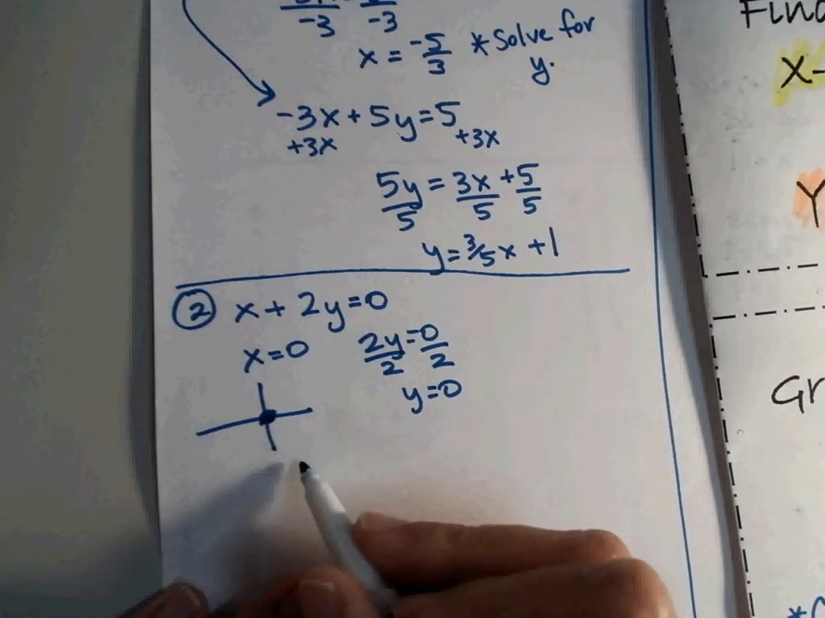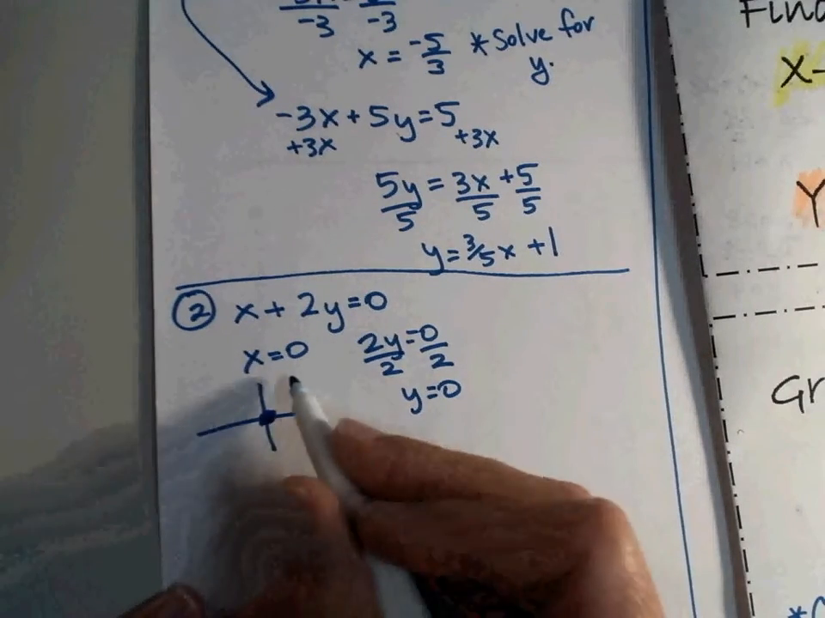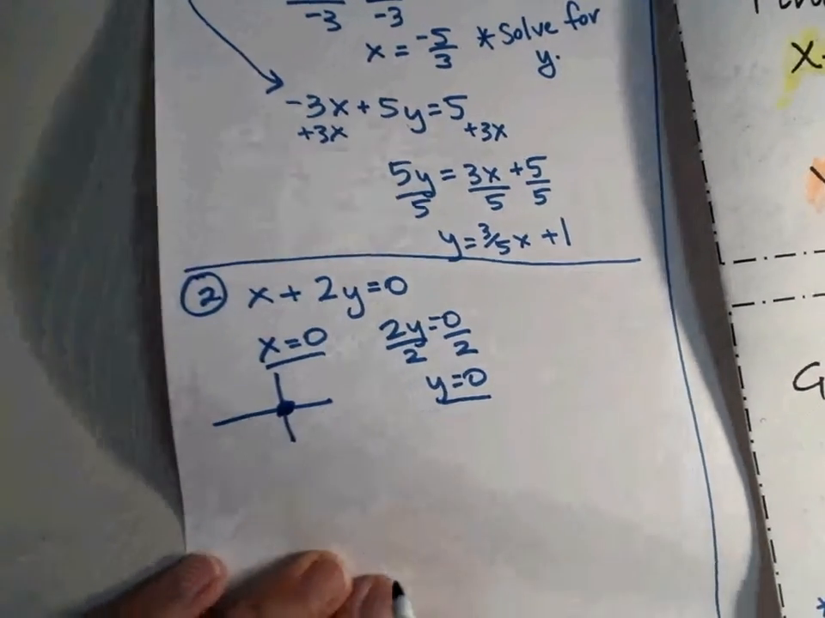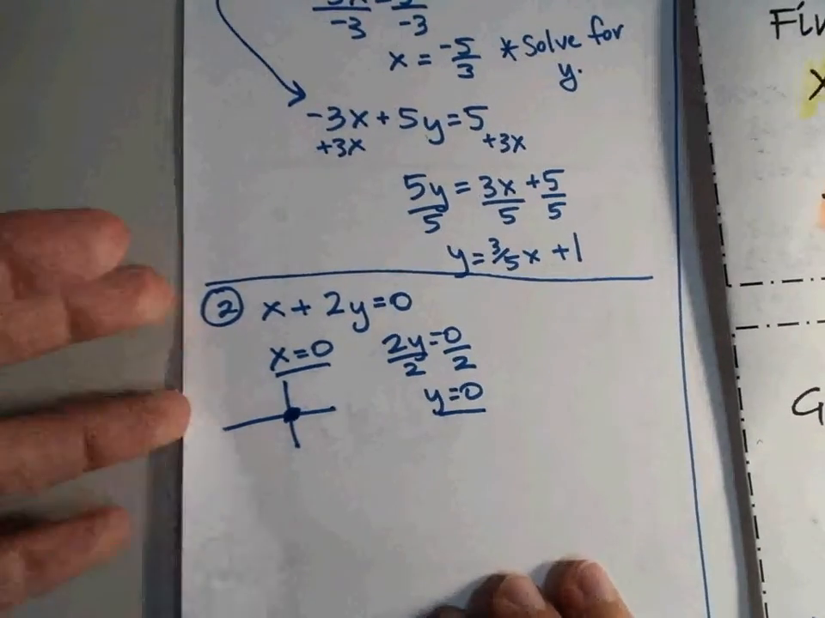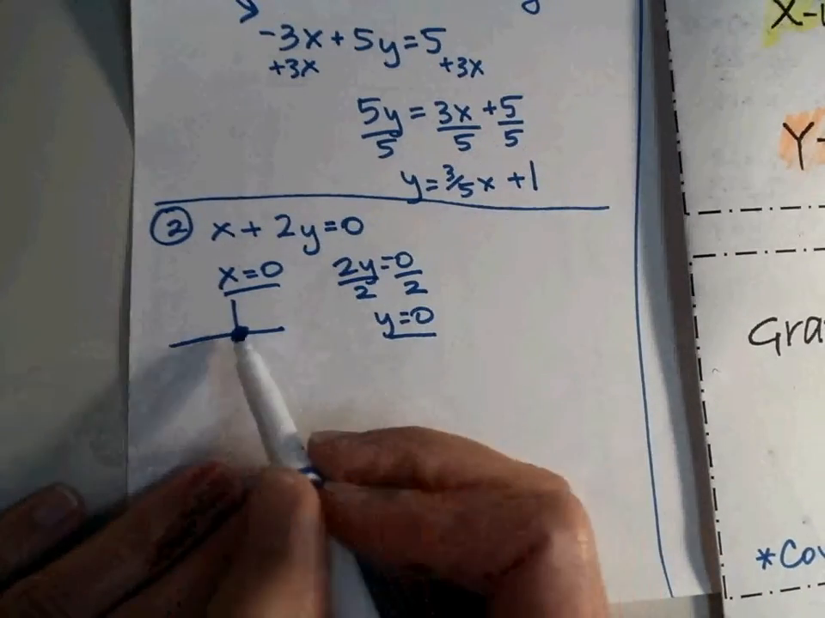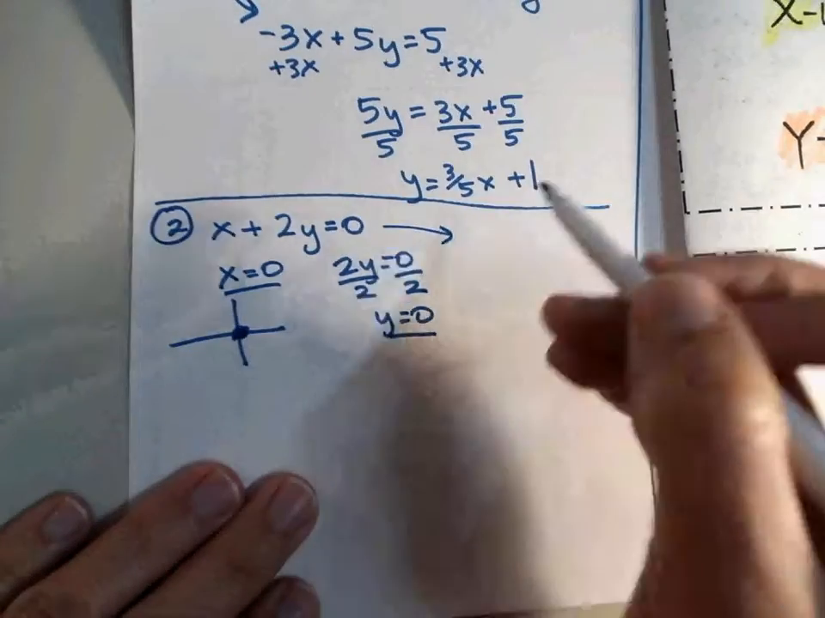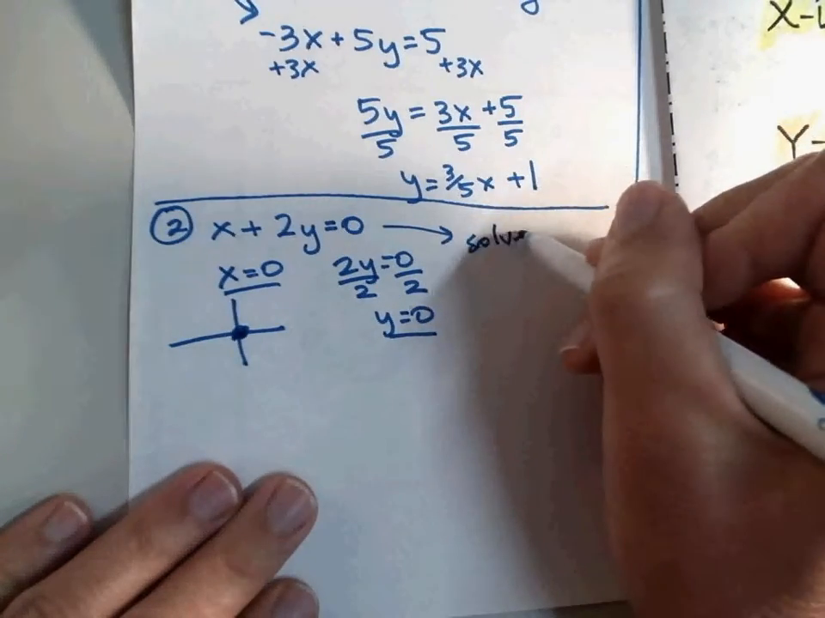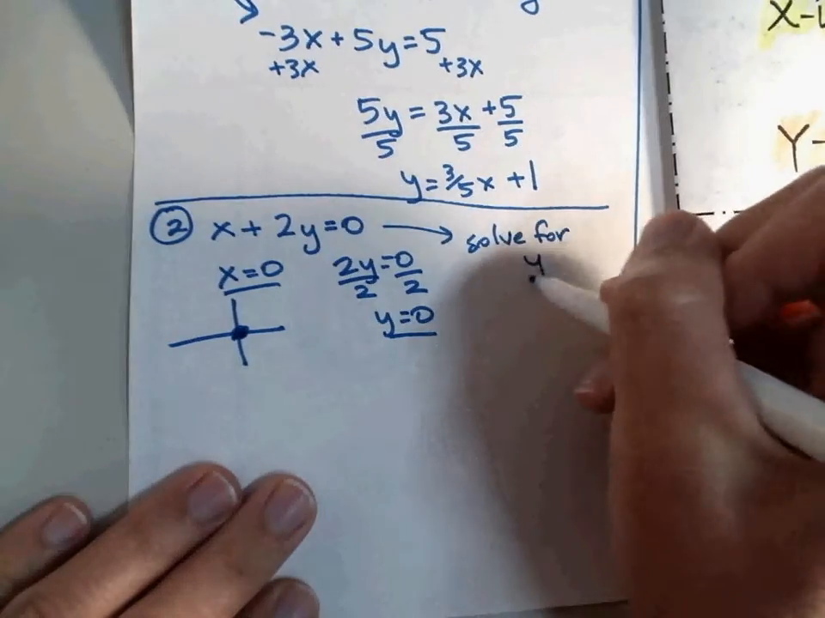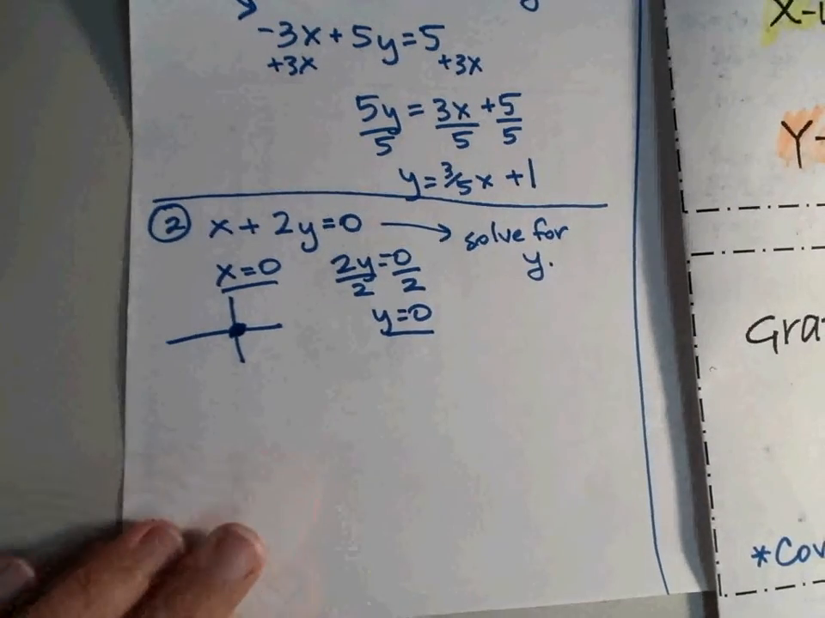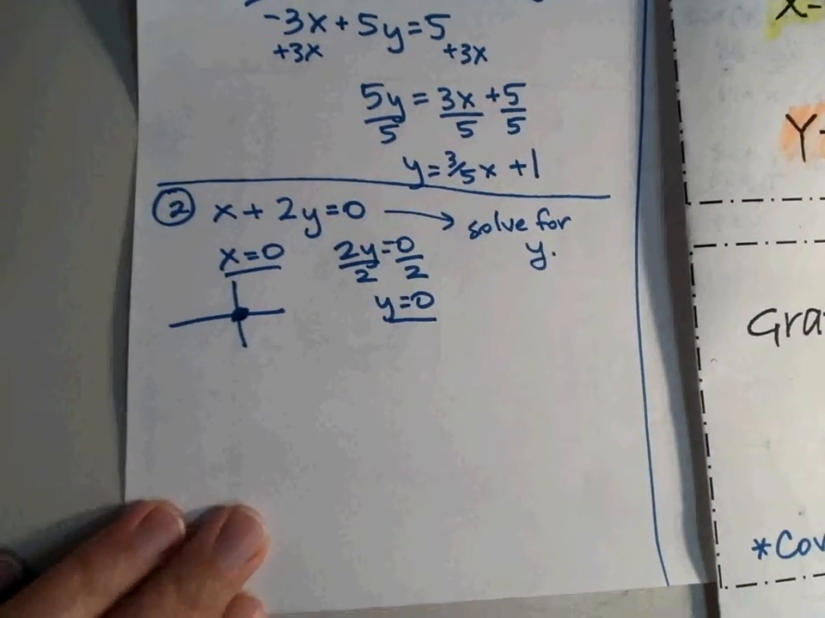I need 2 dots to make the equation of a line. So is it going to work? No. They're the same intercept, so you only have 1 dot. You need 2 dots to make an equation of a line. So this is a case where you would have to solve for y. And you would do it just as we did up above. And then you could graph it.